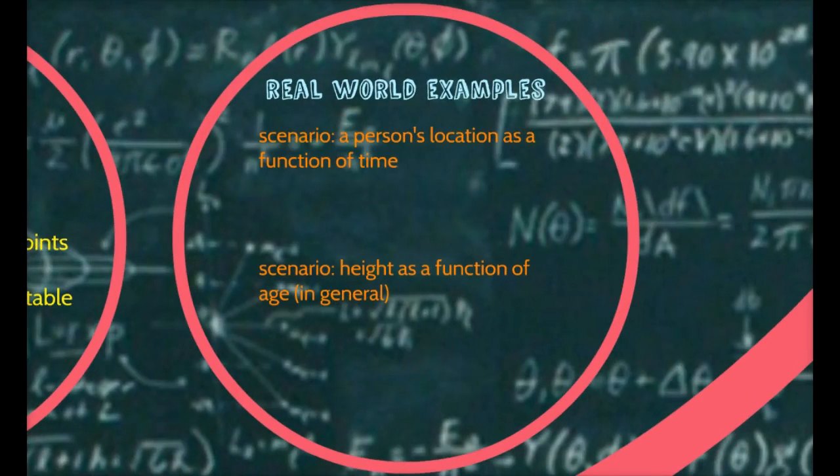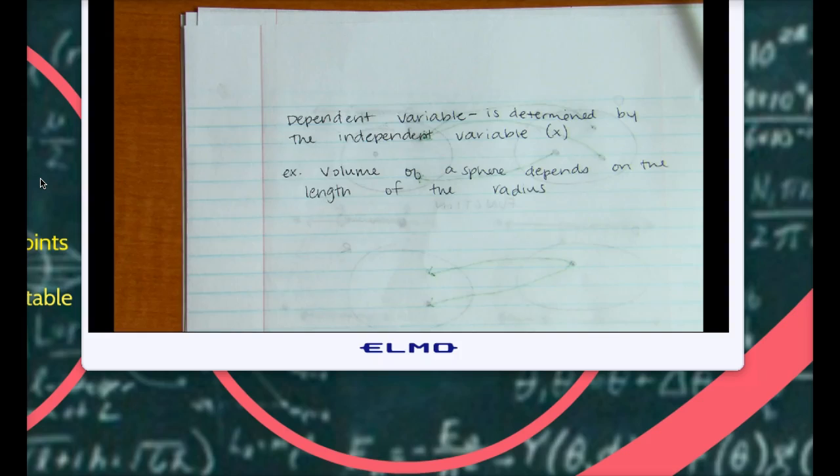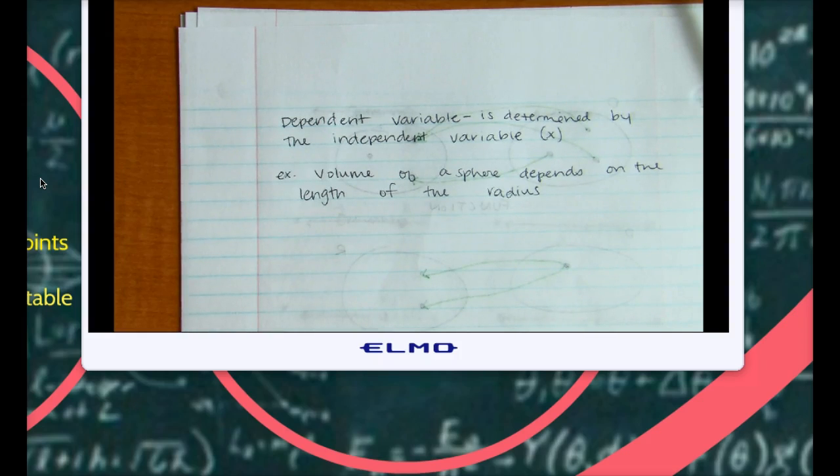So before we move a little bit away from functions into graphs, let's look at some examples of real world functions. If I'm looking at scenario 1, a person's location as a function of time, or scenario 2, a person's height as a function of age. Before we get into this, I do want to talk just briefly about independent and dependent variables, which are going to come up a little bit more in word problems.